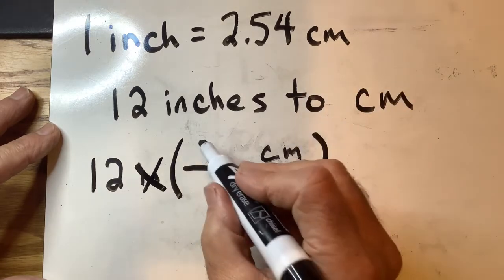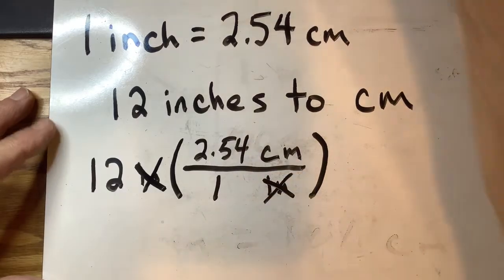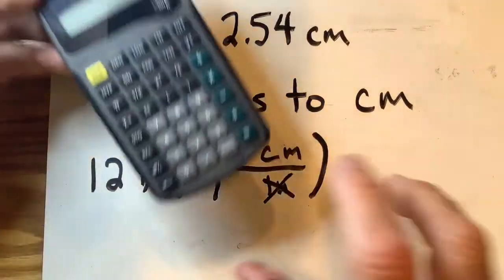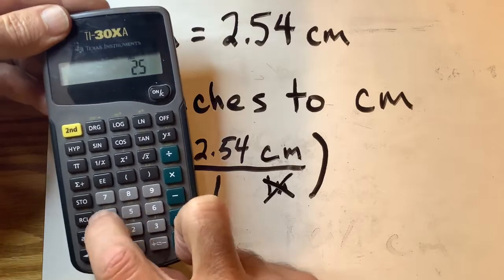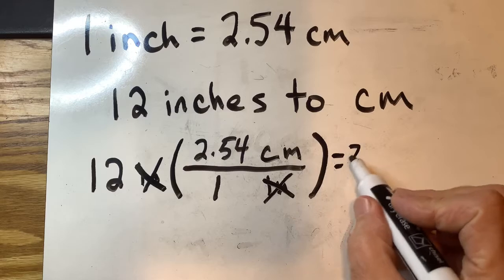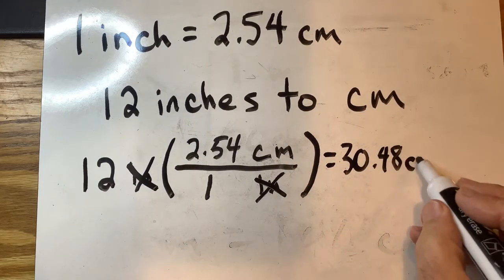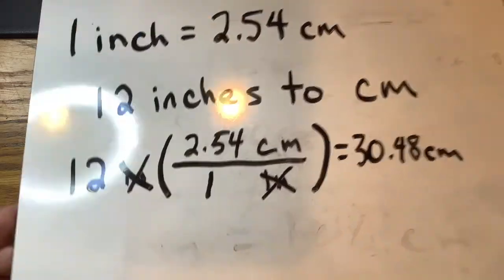So we know it's 2.54 centimeters there, and 1 inch there. Of course, have your handy calculator here. You would just take 12 times 2.54, and that equals 30.48. And of course, it's going to be in centimeters. As simple as that. Now, that's that.